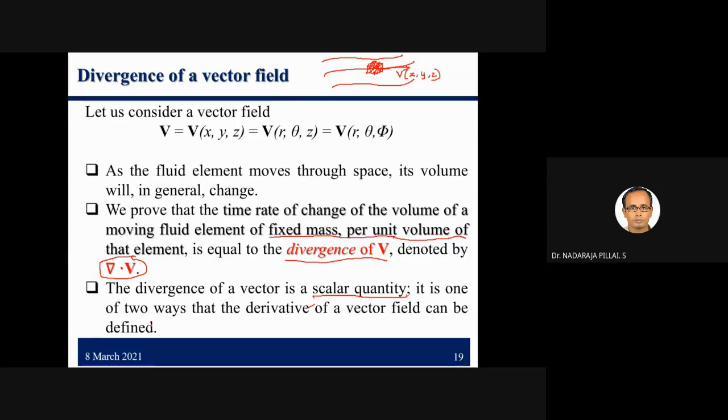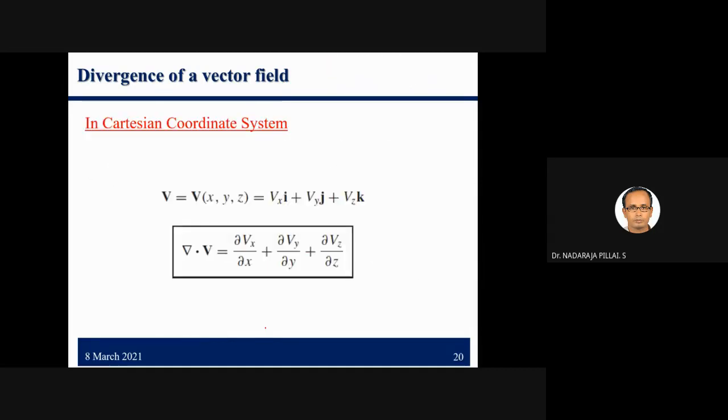So it is one of the two ways that the derivative of the vector field can be defined. One way is divergence and another one is curl. Curl we will study next, right? So I hope you understand the physical significance of divergence. I want you to check in the dictionary what is the English meaning of divergence, and you will get a good idea, right? Now, let us express again in terms of Cartesian coordinate system.